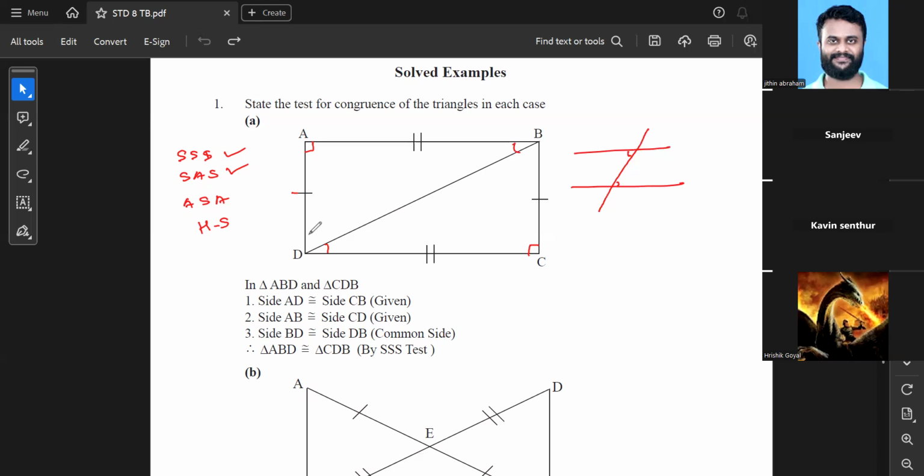And similarly, with the same logic, this angle corresponds to this angle. So you can prove it by ASA also, angle side angle. You can prove it by HS also, hypotenuse side. So any of the tests can be used to prove the congruence. There is no hard and fast rule that you can use only one test. Whichever you feel is the easiest one to solve that particular problem, you can use that test. Okay?